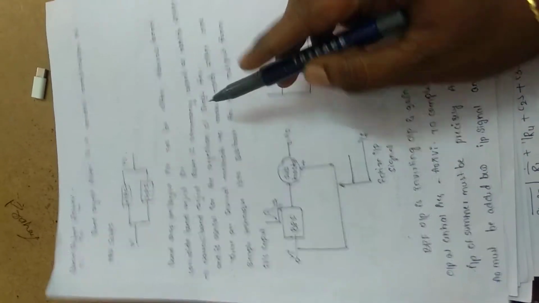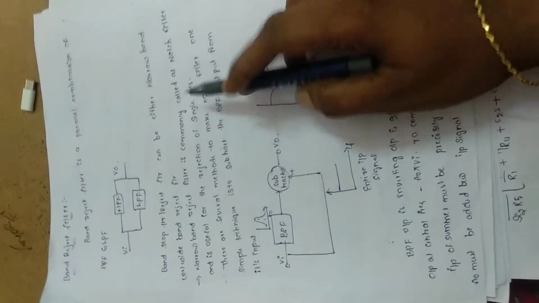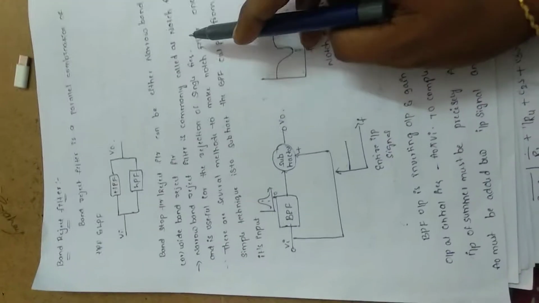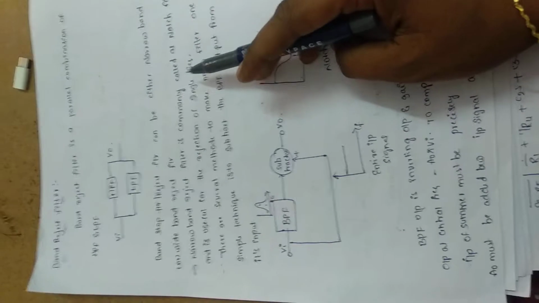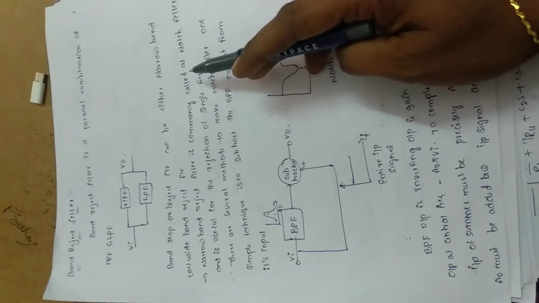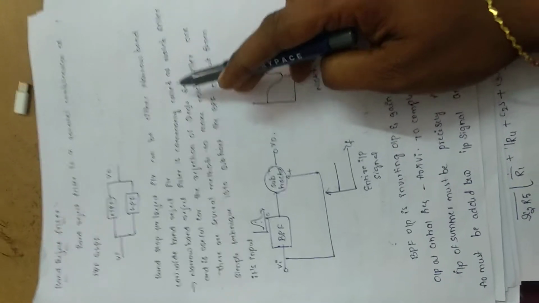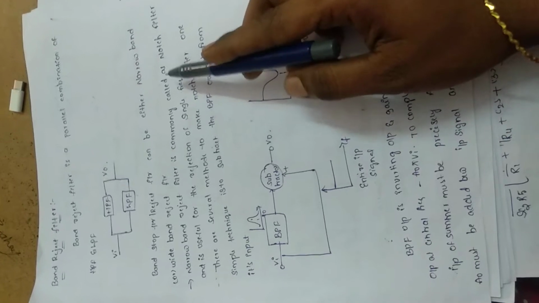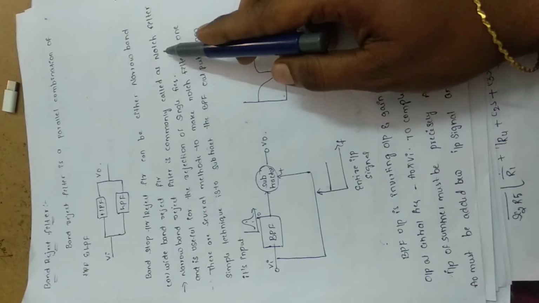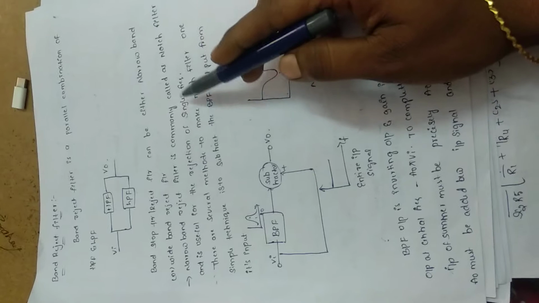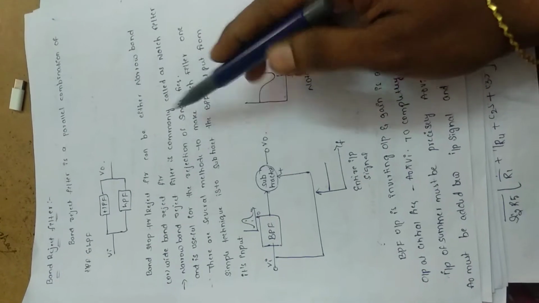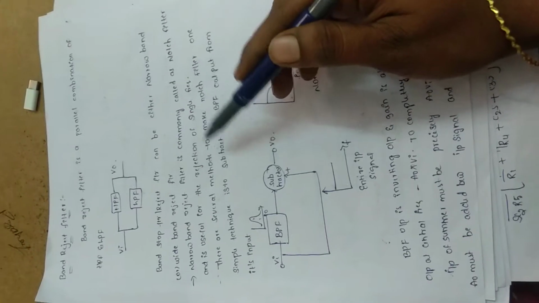Band reject filter, or band stop filter, can be either narrow band or wide band reject filter. These two are the types of band reject filters. Narrow band reject filter is also known as notch filter, and it is useful for the rejection of a single frequency only. There are several methods to make a notch filter.